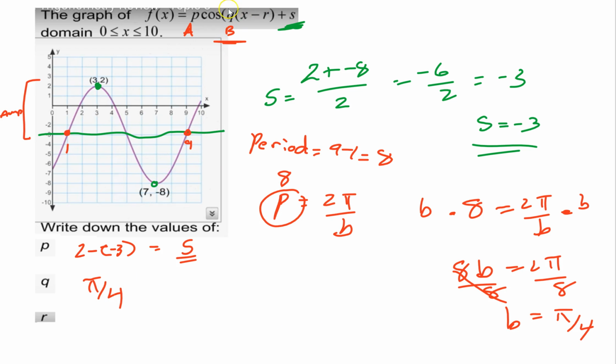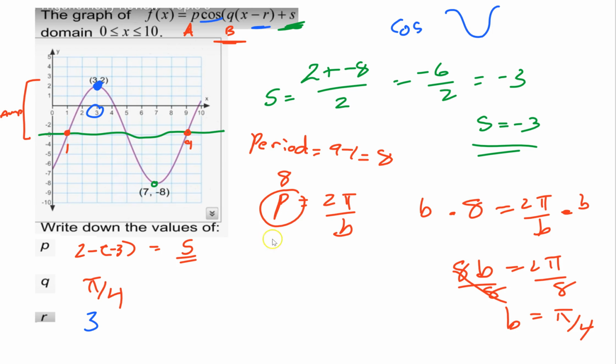And then r here. Remember how you find r? This is a cosine graph. Cosine graphs should start on top and go down. So where do I find that in my graph here? It's not here, it's not there, it's right here. It starts on there, it goes down. So my r is just 3. So my graph should start right there, that's where a cosine graph starts.